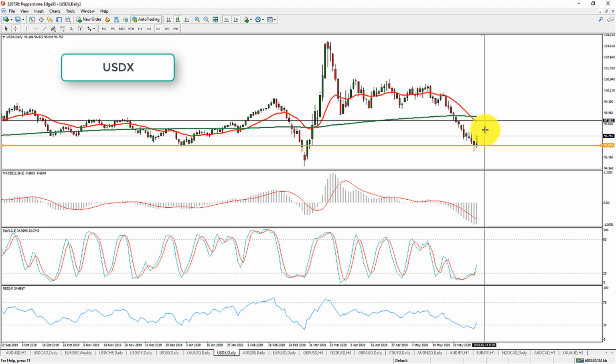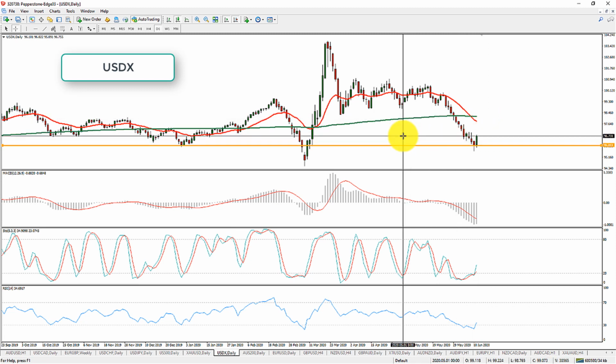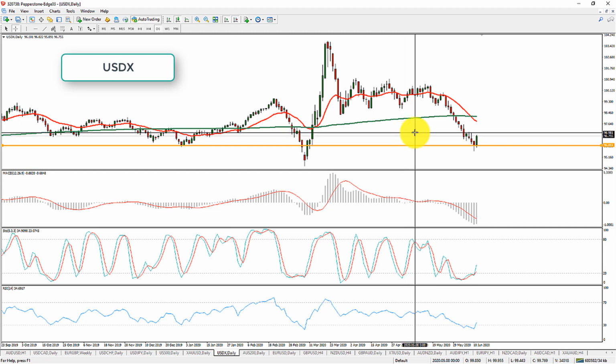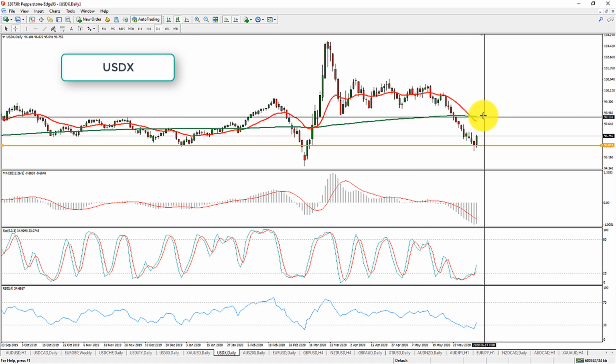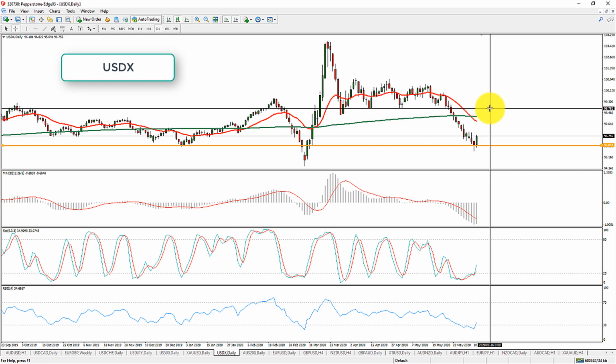So just keep an eye on this one. It needs to break this sort of 96.75 area. If it gets into the 97s and breaks that level and closes above it, I think it's a really good trade up to this area here, and even potentially up to these previous lows.